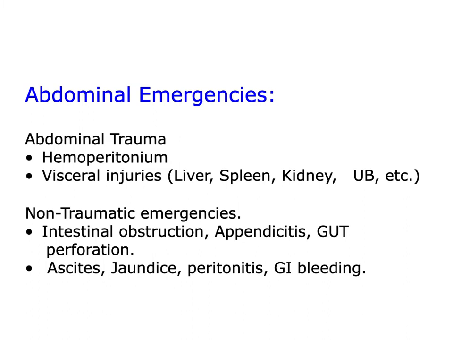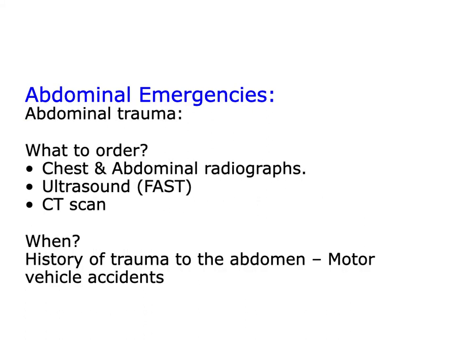So let's move on to another abdominal emergency, in this case abdominal trauma. It's similar maybe to pneumoperitoneum, but pneumoperitoneum is also a category here. We also talk specifically about hemoperitoneum and visceral injury. There are also some non-traumatic emergencies like intestinal obstruction, appendicitis, gut perforation, ascites, peritonitis or GI bleeding. But it's very important to know that abdominal trauma is in the majority of cases secondary to road traffic accidents.